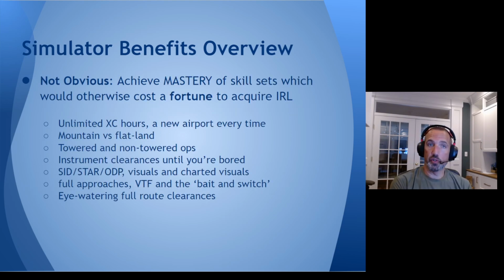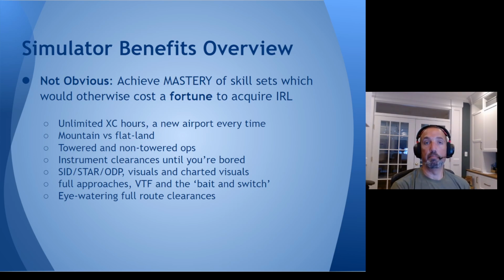And on the not obvious at all front, using a simulator allows you to achieve mastery of a really wide set of skills that would otherwise cost you a massive fortune to acquire in real life. And that is not an exaggeration. I won't read through every one of those things, but if you take your time, feel free to pause it and look through and think about all those things.